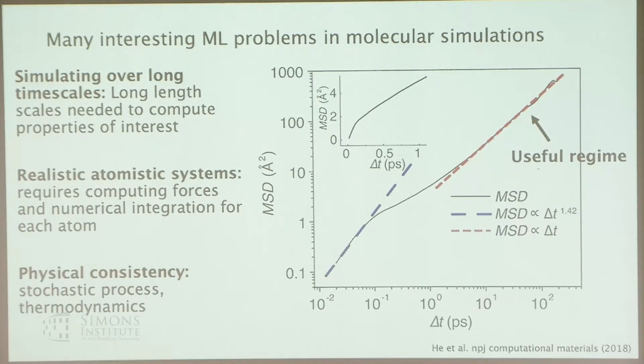And then there are some interesting topics along the lines of physical consistency. This is a stochastic process. There's thermodynamics that we have to keep in mind. And this is another area where it can also go the other way, as we saw in the last couple of days, this idea of using physics inspiration in ML as well.